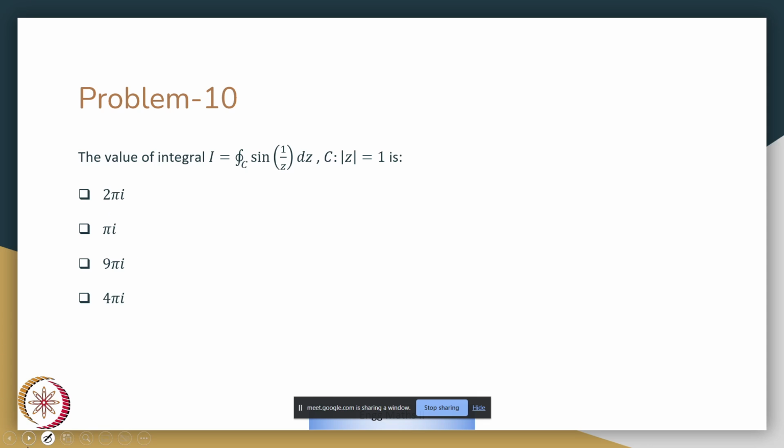Finally, we move on to the 10th problem. For this problem, we have the integral of sin of 1 by z dz. Again, C, norm of z equal to 1, is a unit circle about the origin, and sin of 1 by z has a singular point at z equal to 0, an isolated yet essential singularity.